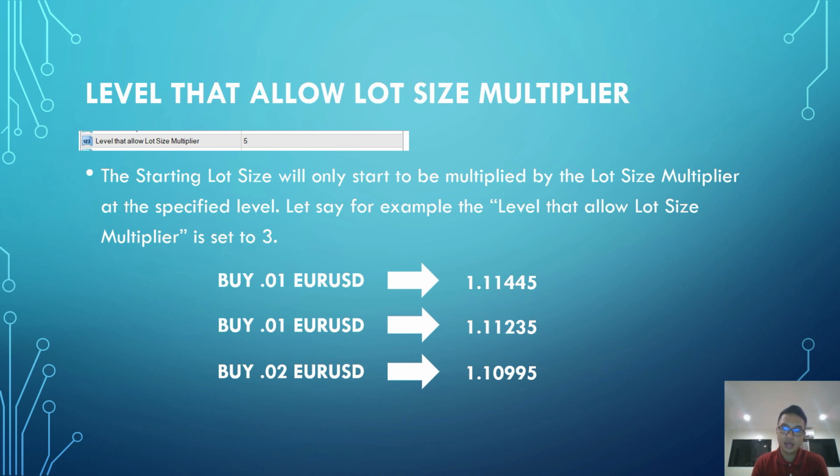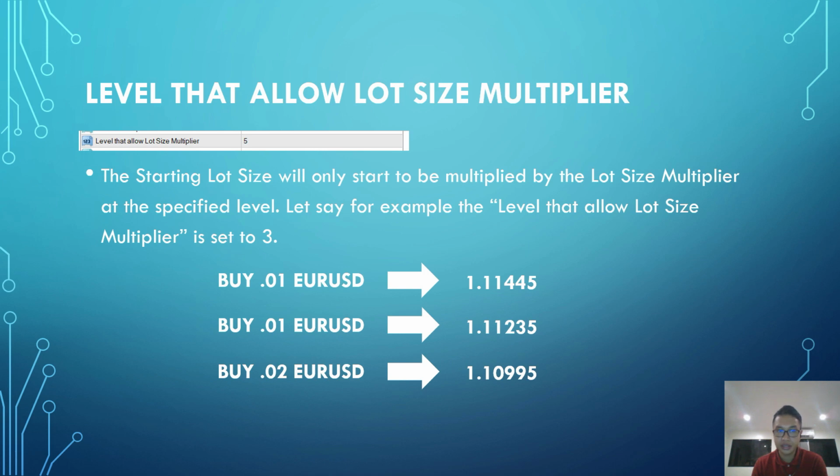Now, when I backtested this with USDJPY, from January to date, April 2020, which had a certain market crash because of the coronavirus, the account actually survived using the level that allows lot size multiplier at 5. So it's really up to you.